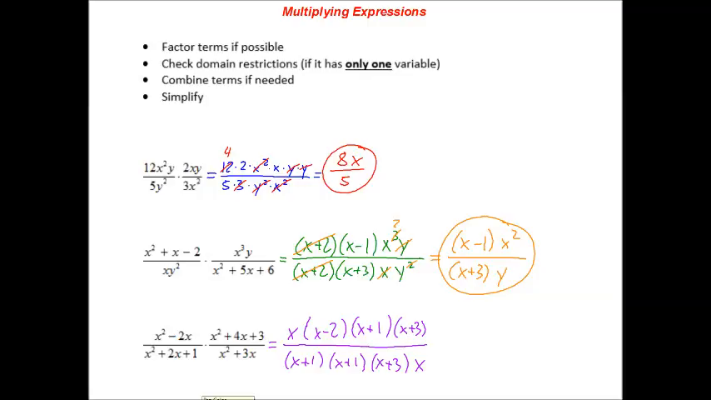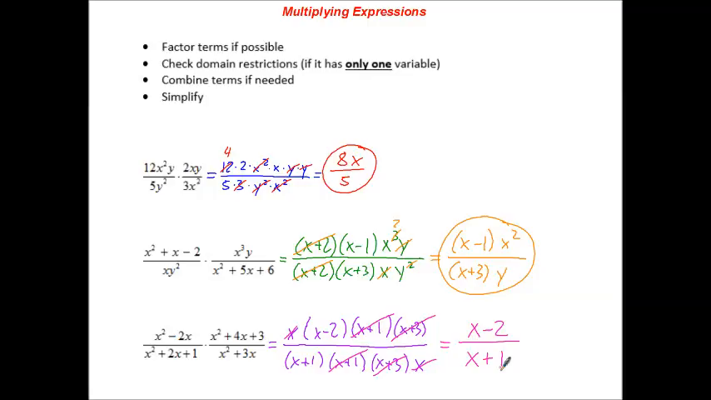Okay, and let's go ahead and simplify. X can be simplified against this x. X plus 1 can be crossed out, and so can x plus 3. So our final and fully simplified answer is x minus 2 over x plus 1.